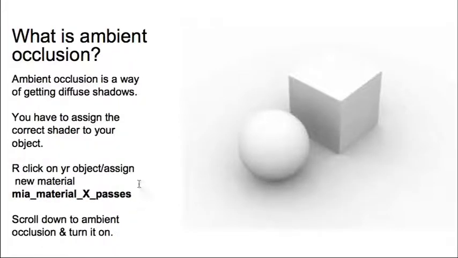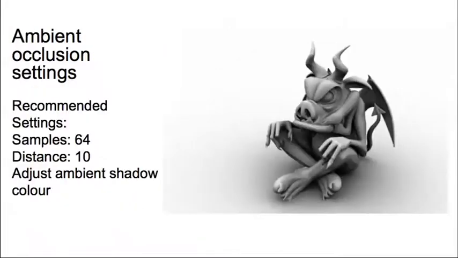And if you go into that shader in the attribute editor, you can scroll down to ambient occlusion, and that will give you this kind of diffuse shadows look. The look it gives you is kind of soft shadowing, almost like a cloudy day. So it gives you a kind of soft shadowy feel. It's really, really nice for what we need to do.